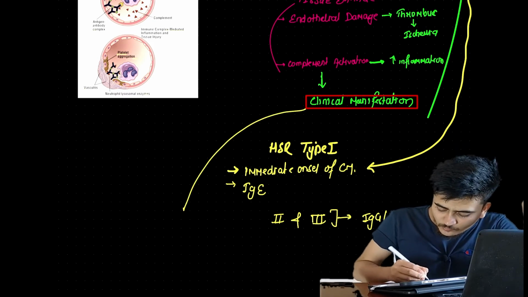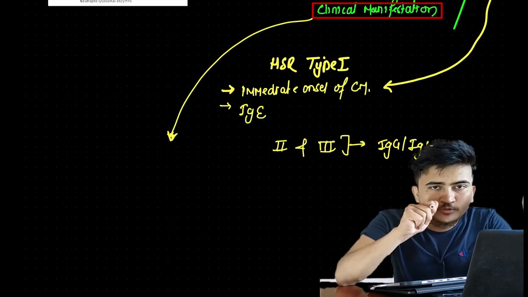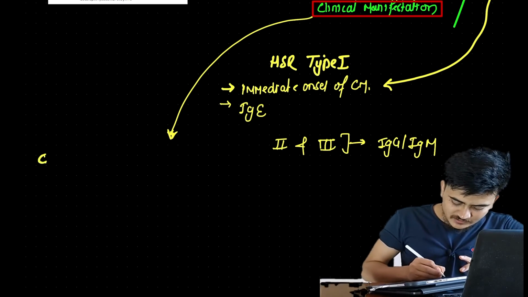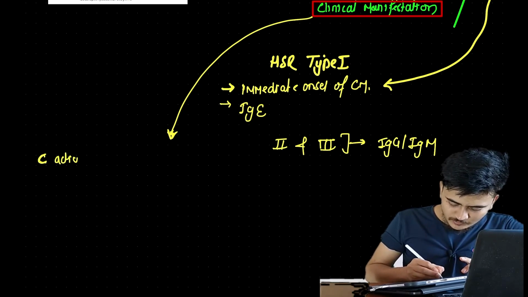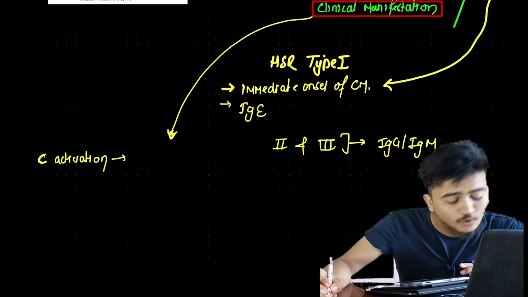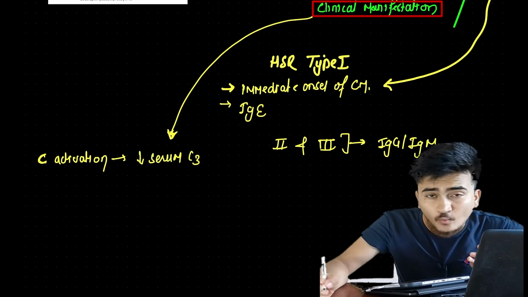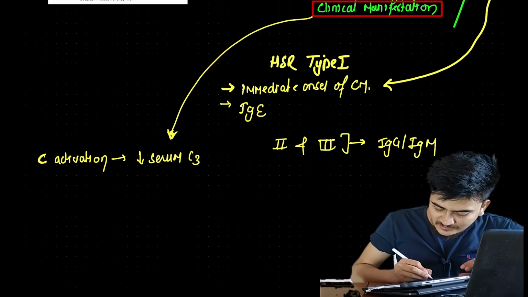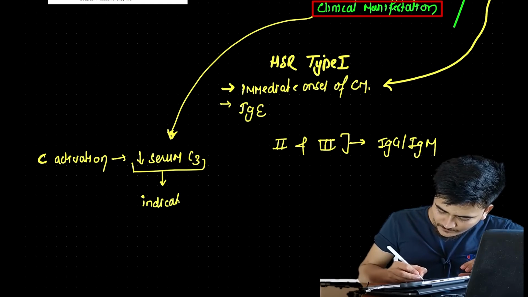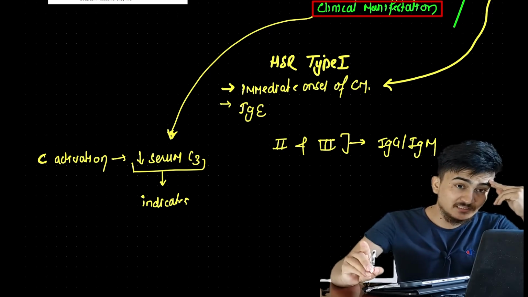Okay, now when we push our limitation a bit further in clinical manifestation, there is one important point that we need to note down. As there will be activation of complement system, this activation of complement system will cause a decrease in serum C3 level. Now why is it important? This decrease in serum C3 level will indicate that the immune complex disease is in active form.